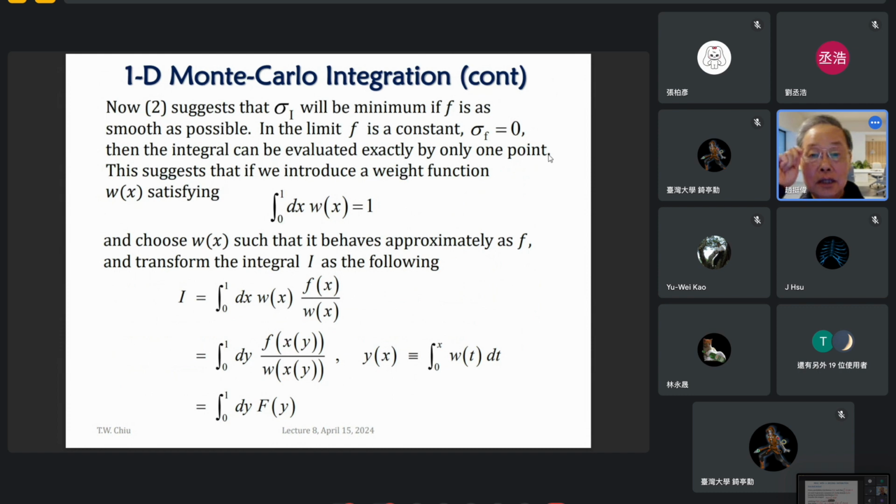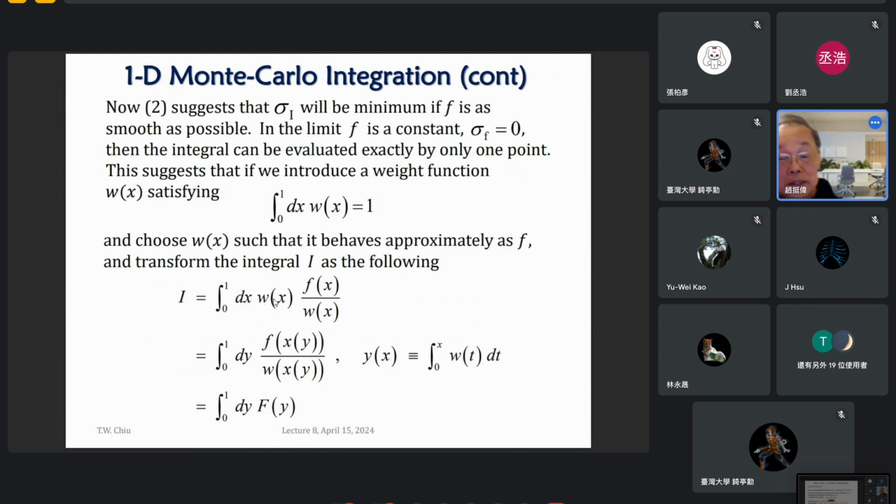Now you can introduce a weight function W(x) satisfying the condition that the integral dx W(x) equals 1. This weight function is more or less like a probability function. We choose W such that it behaves approximately like f; it cannot be exactly the same as f, otherwise you would be doing the same integral. So just choose W(x) as a simple function that captures the main behavior of f. Then f(x) over W(x) will not change too much in this interval. So I have f(x) divided by W(x), and of course I have to multiply by W(x) again.